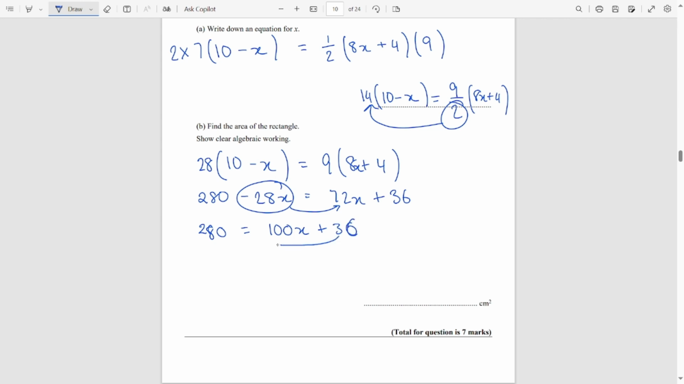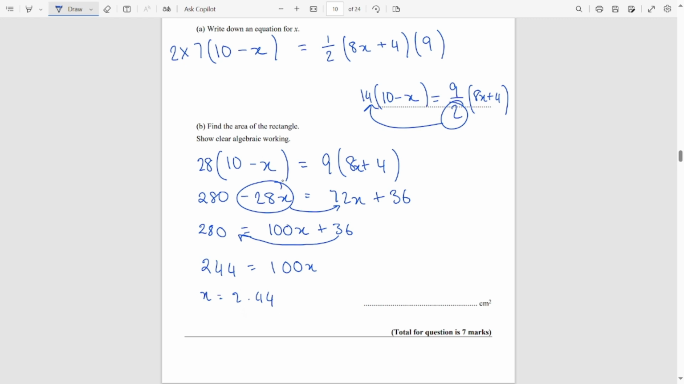And then we will take the 36 over onto this side here. So I'm going to subtract 36. That's going to get a bit messy. So 280 minus the 36 is 244. And then dividing through by 100, I have x is 2.44.